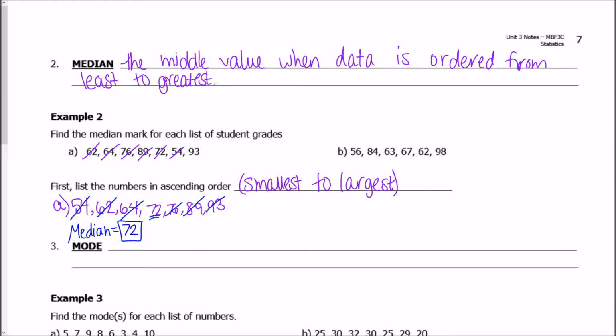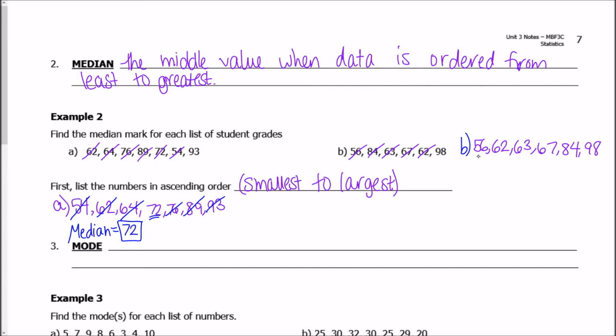Okay? So now let's do the same thing with B right here. So same thing, I'm going to go from smallest to largest. So my smallest number that I have here is 56. Then the next number I have is 62. Then I have a 63. Then I have a 67. Then I have an 84. And lastly, I have a 98, okay?